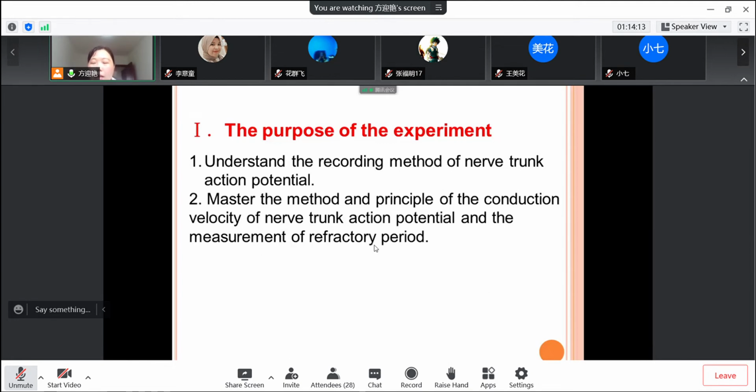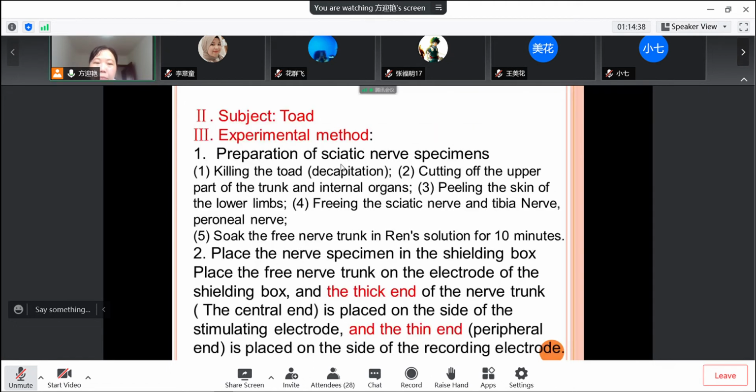So here, I hope you know the first one is the recording method of the nerve fiber, the nerve trunk action potential. The second is the conduction velocity, how to measure the conduction velocity, and the third purpose of the experiment. And the subject is also the toad.